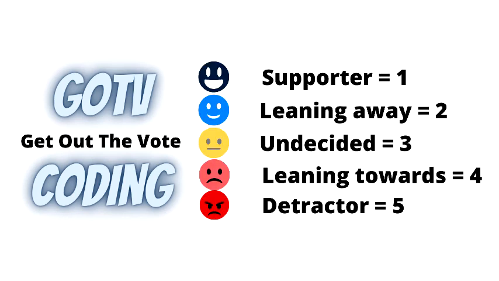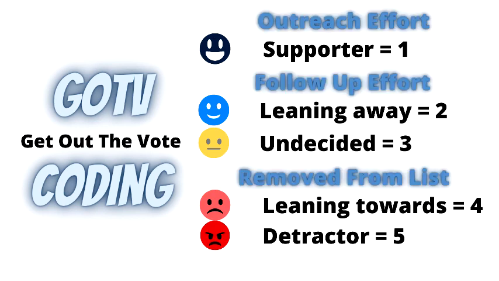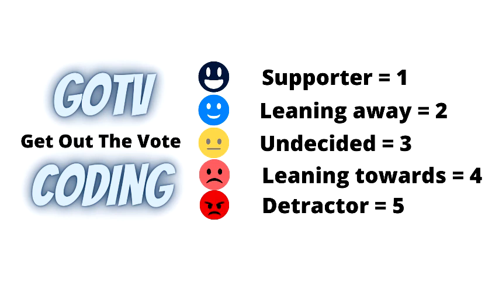The GOTV coding system is the cornerstone of all election campaign activity. This scale determines how many resources are going to what efforts, so it is important to make sure it is as accurate as possible. Please, if you have time, check out the other campaign tips that focus on GOTV, on how to implement it and how to use it on election day.